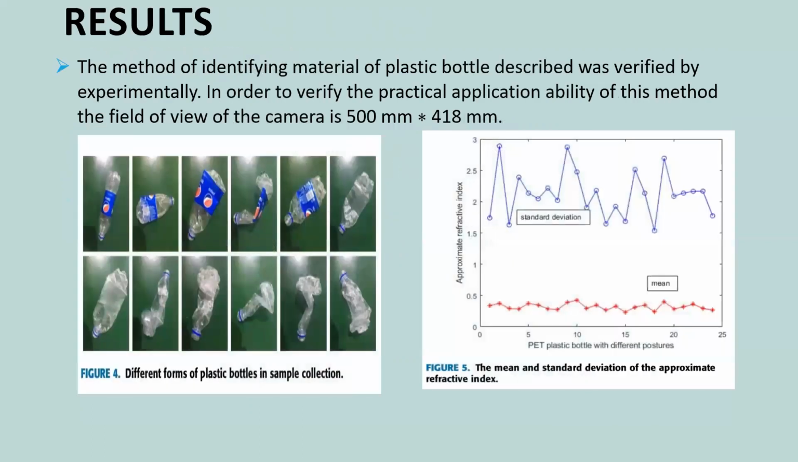These are the results. The method of identifying materials of plastic bottles described was verified experimentally. In order to verify the practical application ability of this method, the field of view of the camera is 500 mm by 418 mm. Figure 4 shows different forms of plastic bottles in the sample collection. Figure 5 shows the mean and standard deviation of the approximate refractive index.